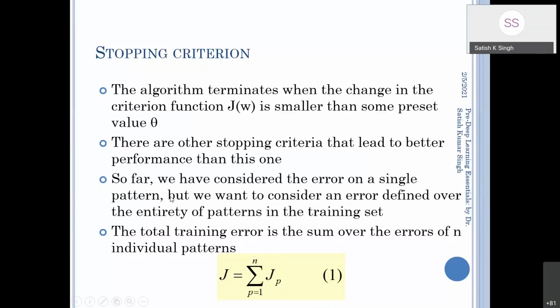So far we have considered the error on a single pattern. Now this error will be calculated for all the training data, accumulated, and then optimized.